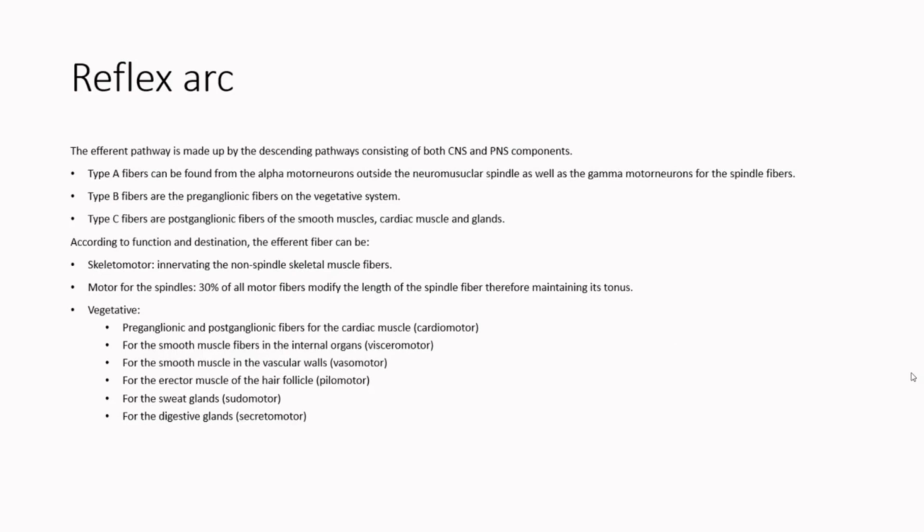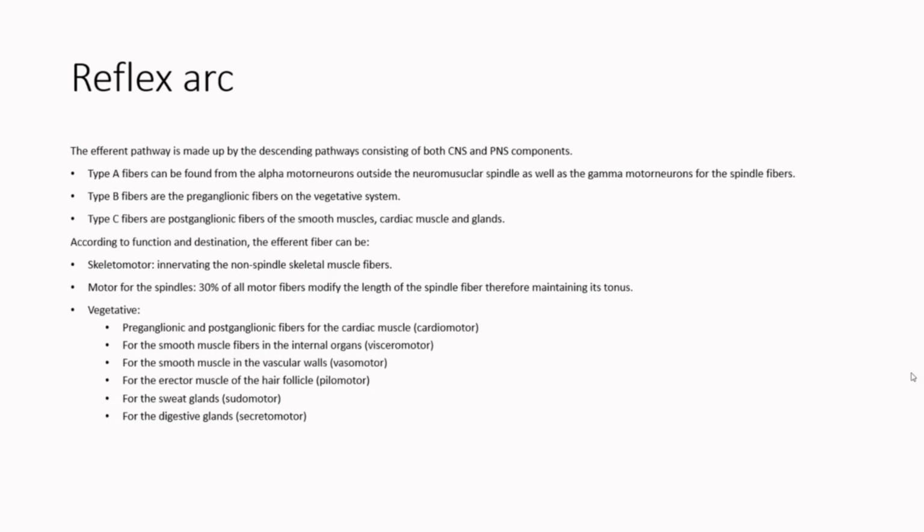Then we have the efferent pathway, which is made up of the descending pathways consisting of both CNS and PNS components. Here we have the type A fibers. They can be alpha motor neurons, which are for the extrafusal fibers outside the neuromuscular spindle, but also gamma motor neurons for the spindle fibers. Then you have the type B fibers, which are preganglionic fibers of the vegetative system, and type C fibers, which are postganglionic fibers on the smooth muscles, cardiac muscles, and glands.